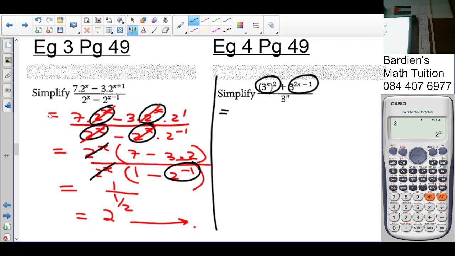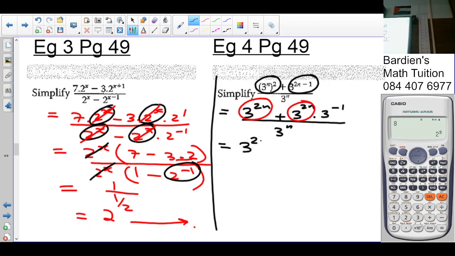So what would this be? 3 to the 2n plus 3 to the 2n times negative 1, over 3 to the n. Now what? Common factor. What is common in the numerator? 3 to the 2n. What are we left with? 1 plus 3 to the negative 1, over 3 to the n.